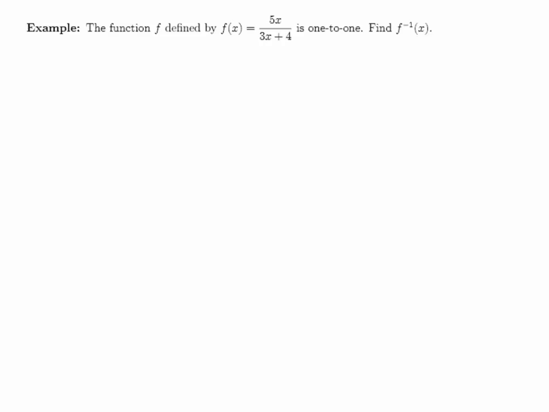In this example, we're going to find the inverse function of a rational function. The function we're given here is a function f defined by f of x equals 5x over the quantity 3x plus 4. We're told that it's 1 to 1, and then we're asked to find f inverse of x.